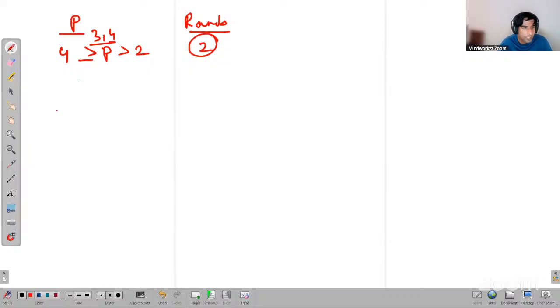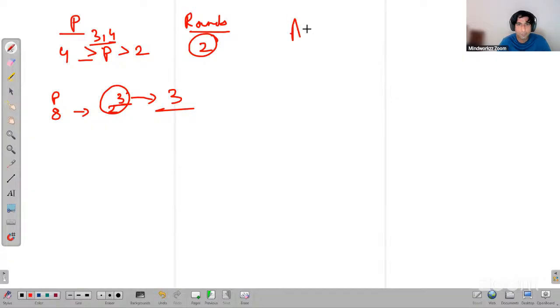Similarly, if you have 8 players, 8 is nothing but 2 raised to 3. 2 raised to 3 means 2 into 2 into 2. So if you have 8 players, you are always going to have the number of rounds as 3. This is a formula. All right.